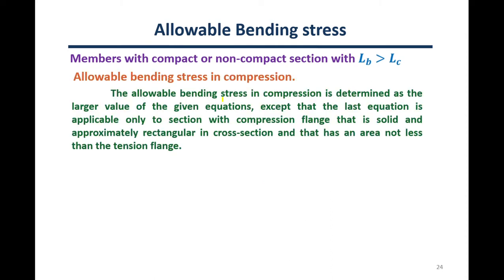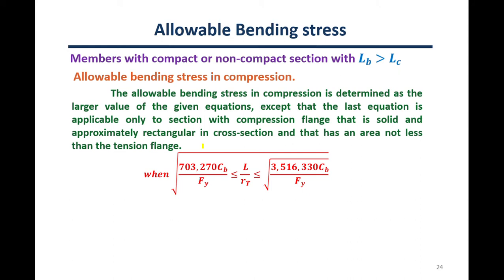For the allowable bending stress in compression, it is determined as the larger value of the given equations, except that the last equation is applicable not only to sections with a compression flange that is solid and approximately rectangular in cross section and that has an area not less than the tension flange.